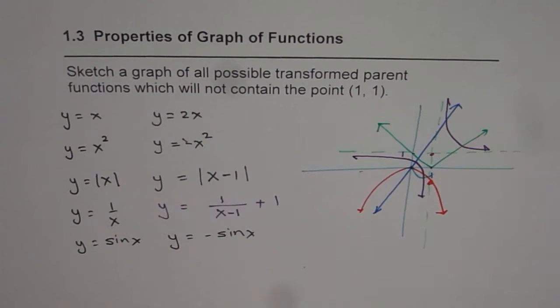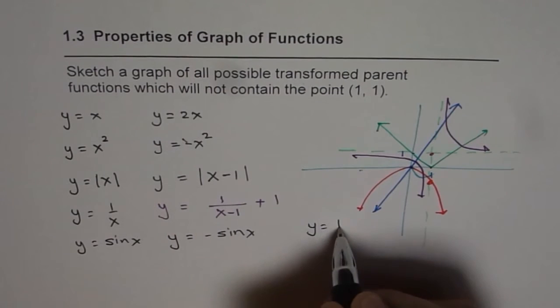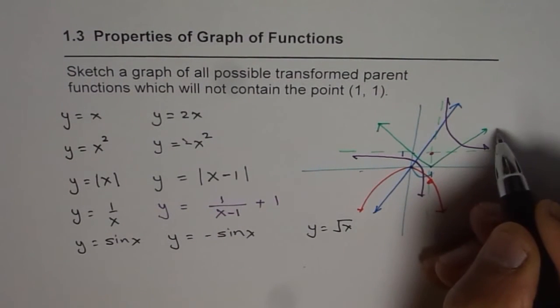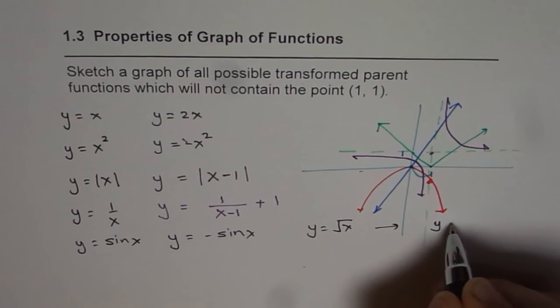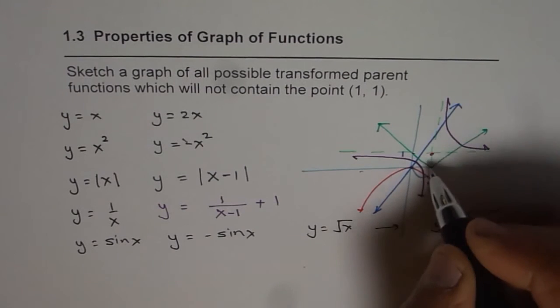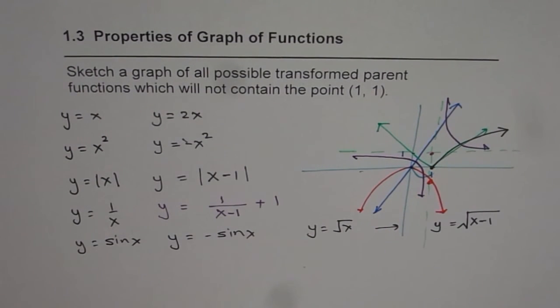One more to go, and that is y equals square root of x. Now square root of x will go through 1, 1, but we can translate it 1 unit to the right. So if I translate it, it becomes y equals square root of x minus 1. In that case, I have a graph which is kind of like this, right? So likewise, you've seen that we can always translate the graphs to avoid a point.